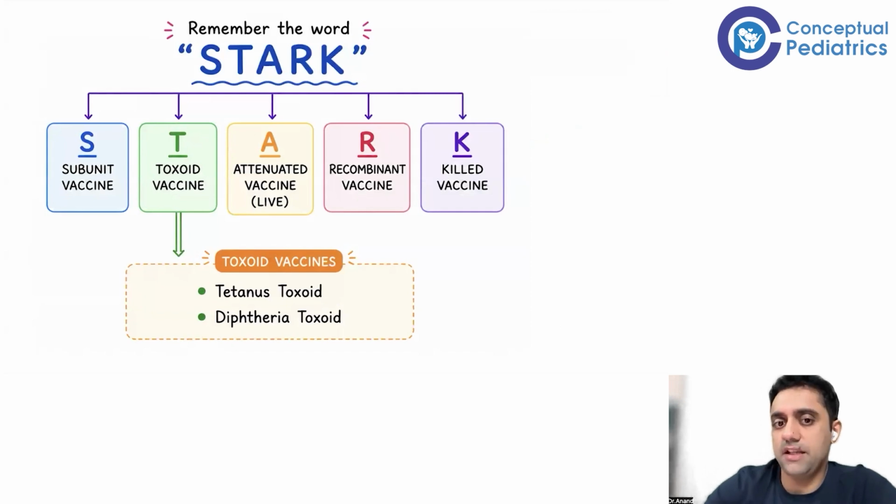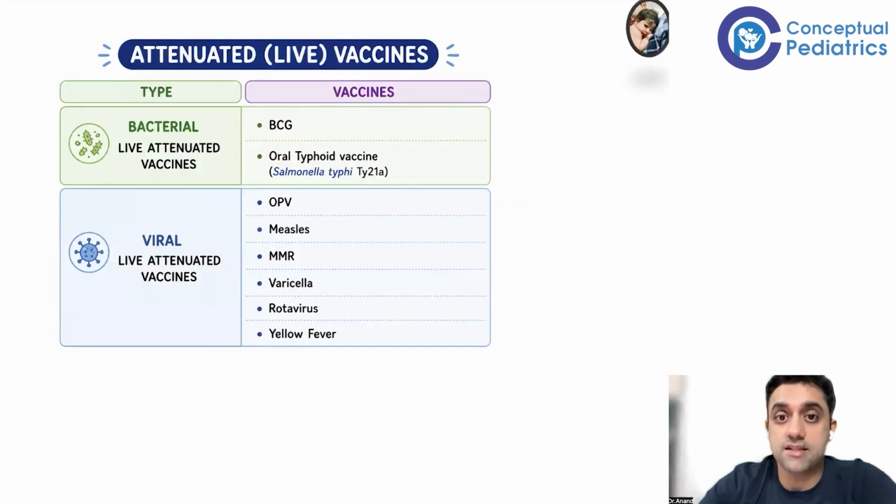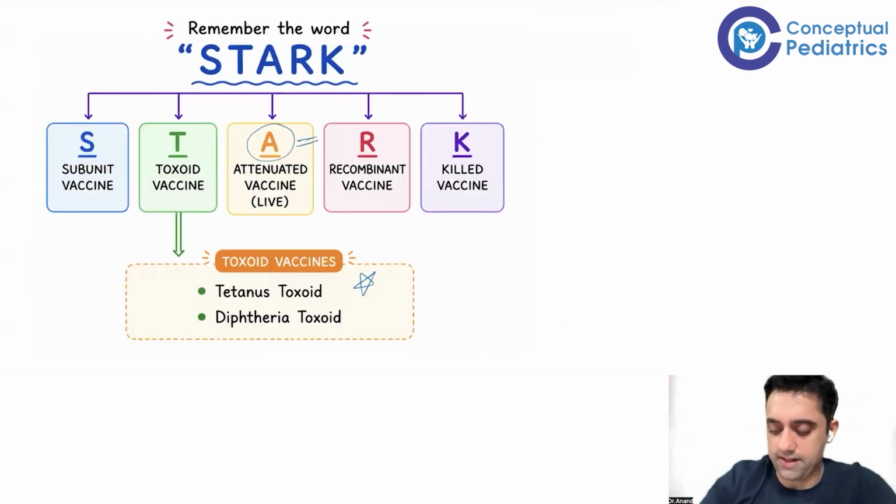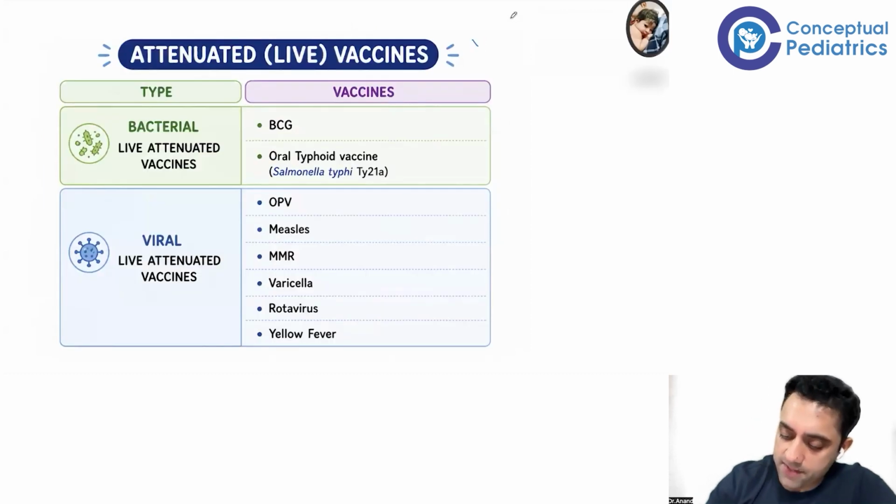Now we have the star T for toxoid vaccine. We have diphtheria toxoid and tetanus toxoid. That's already been an exam question. Then we have the star A for live attenuated vaccine. So we have the live attenuated vaccine.